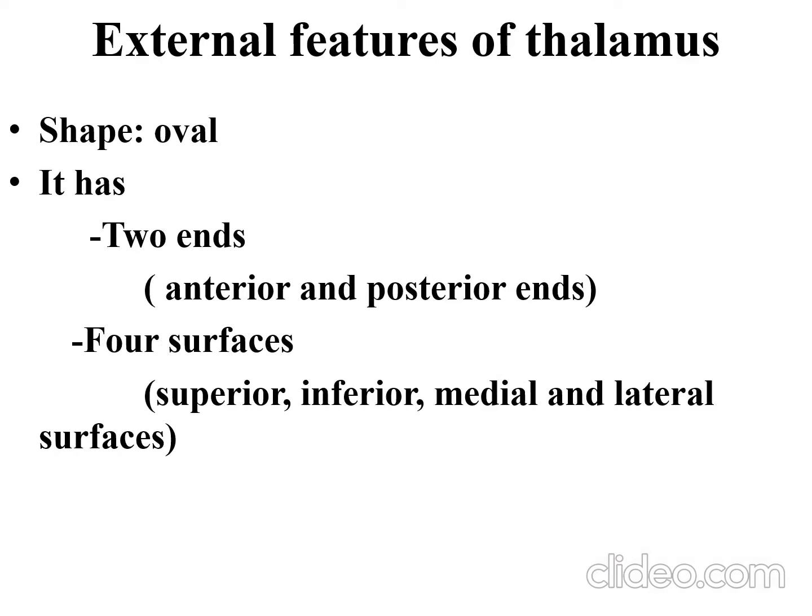Next we will study about the external features of the thalamus. The thalamus is oval in shape. It has two ends and four surfaces. The two ends are anterior and posterior ends, and the four surfaces are superior, inferior, medial and lateral surfaces.